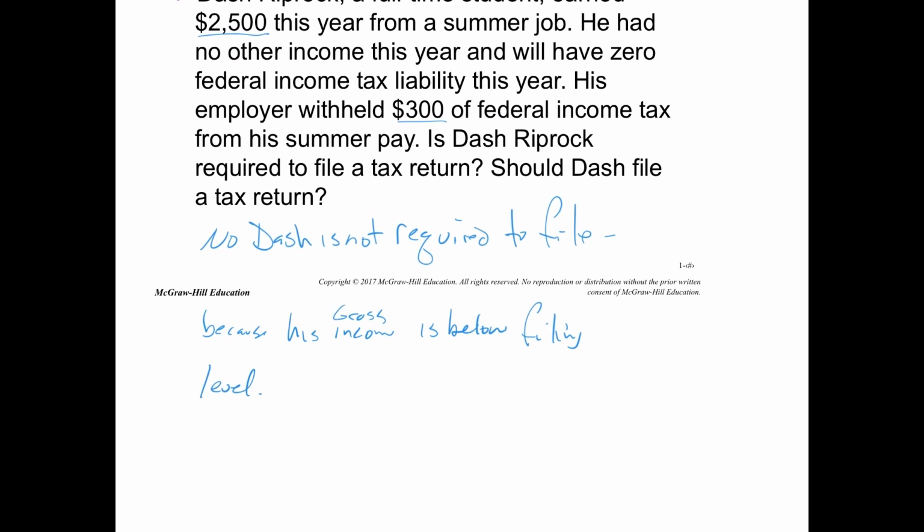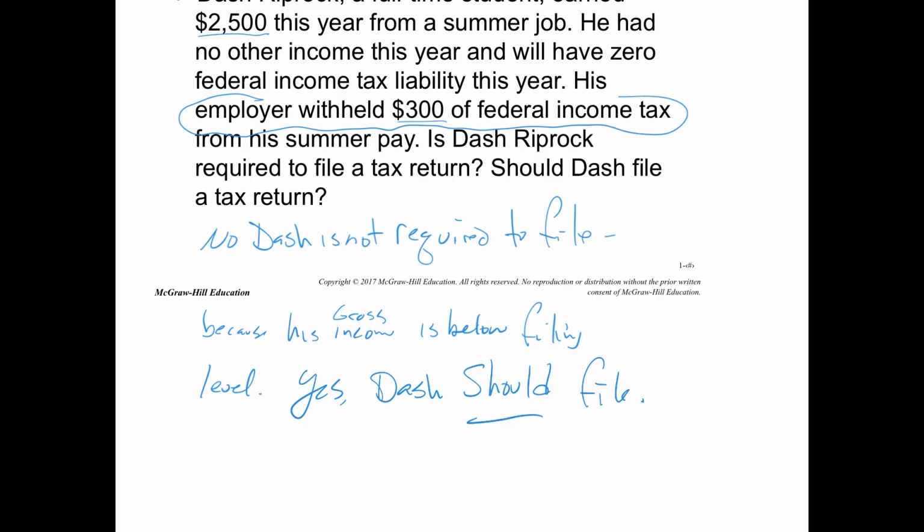Now, the next question, should Dash file a tax return? Yes, he should file. And why should Dash file? Well, because his employer withheld $300 of federal income tax, and based on Dash's income level, all of that income tax that was withheld would be returned to him in the form of a refund. So he should file so that he can get a refund.